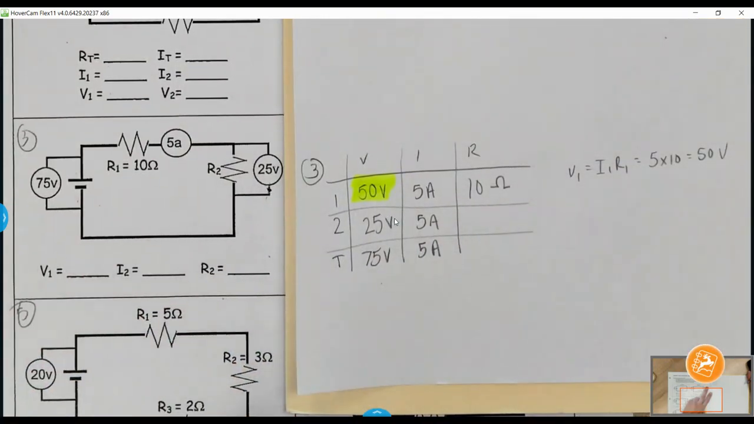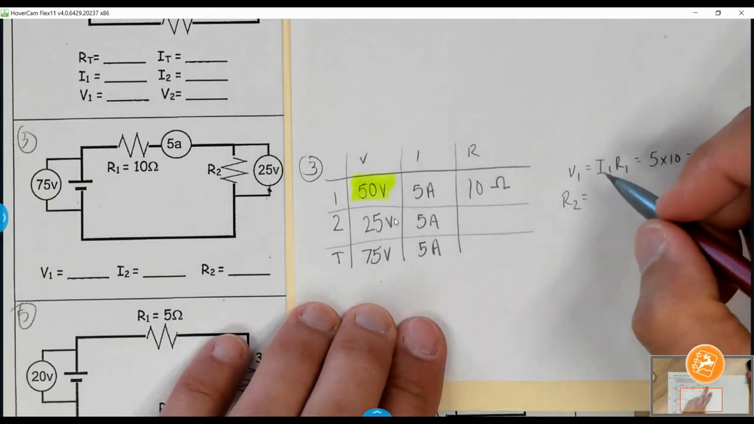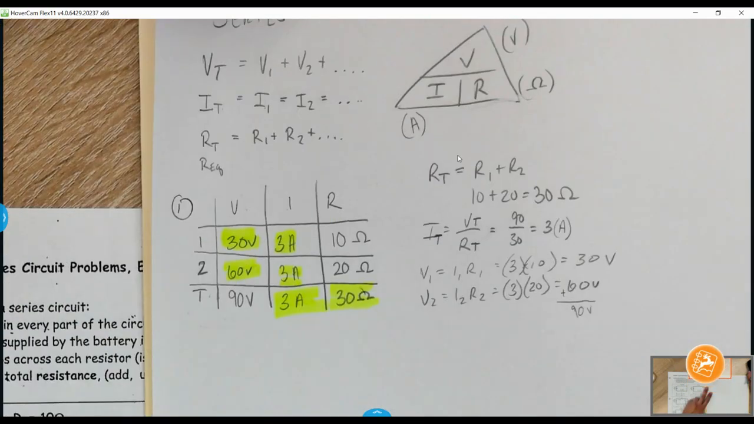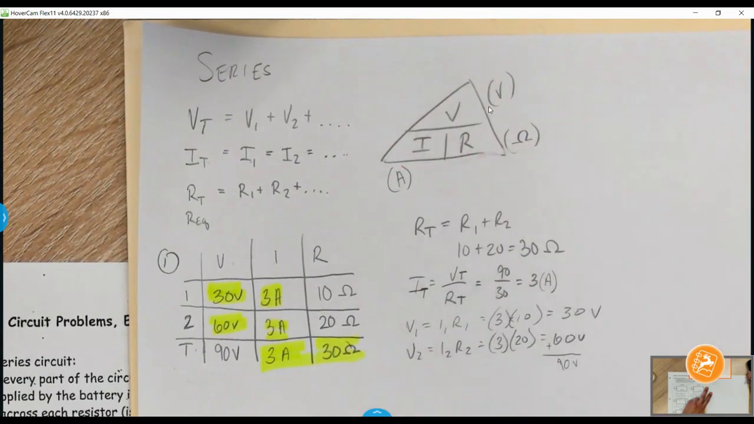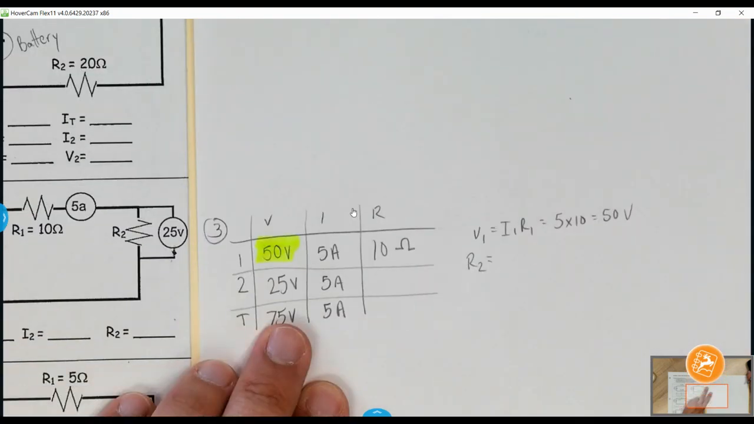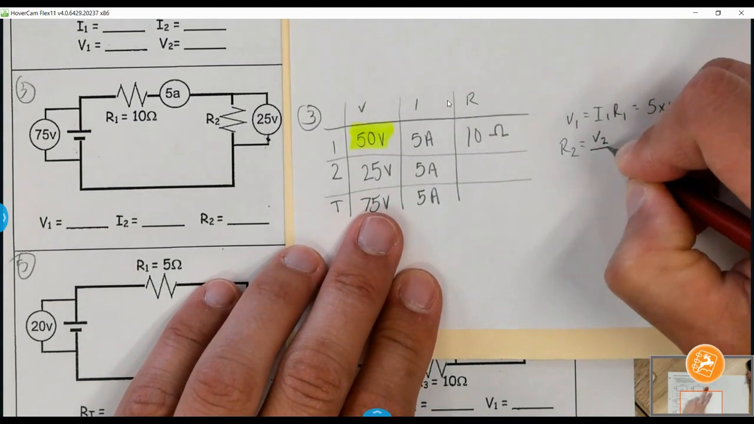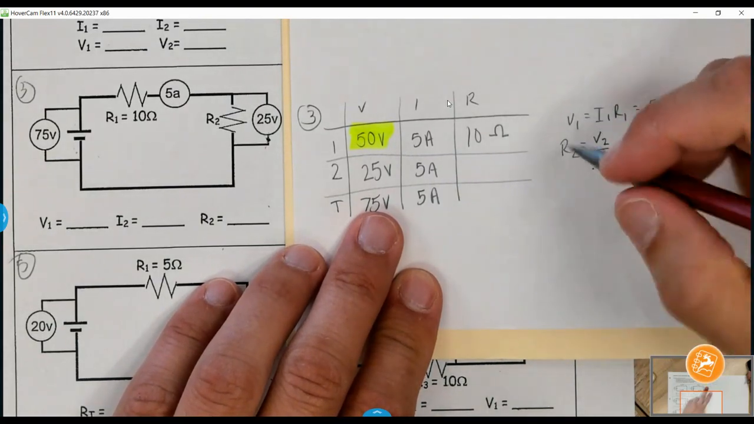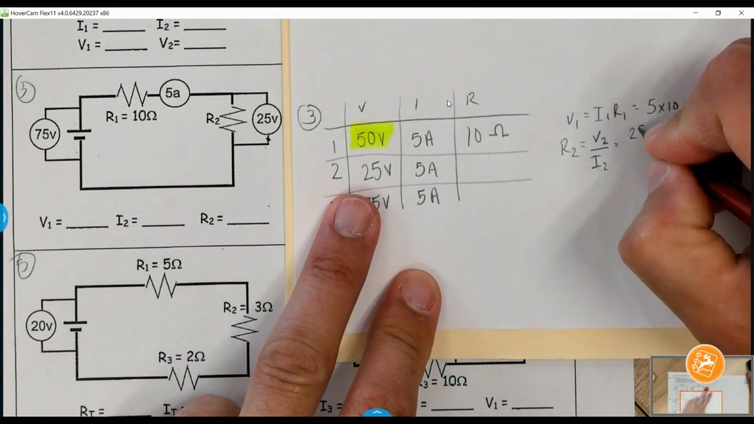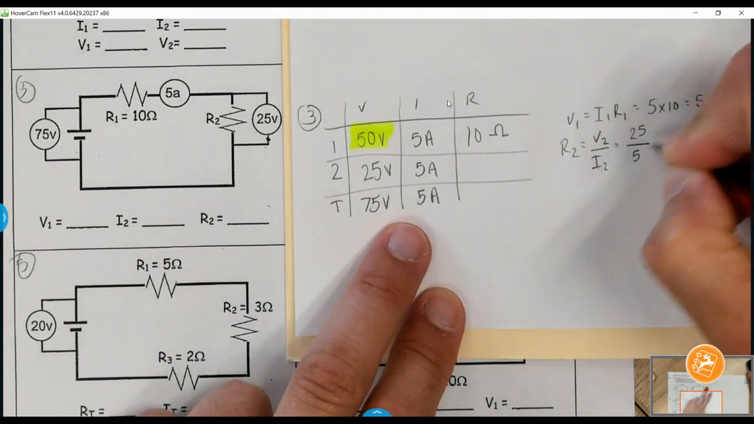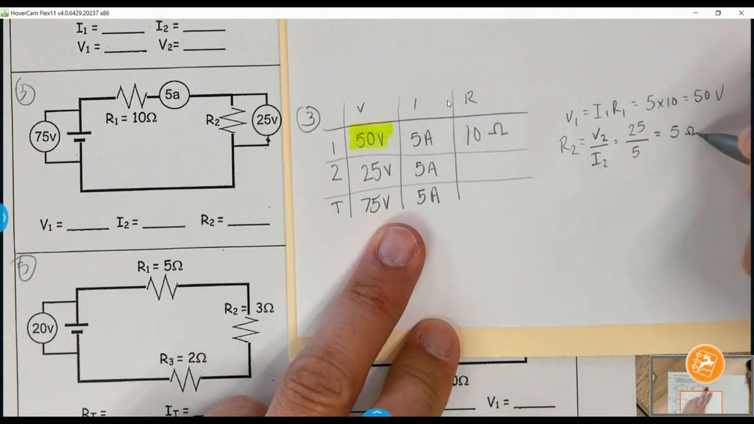And now it's very simple as well. If I want to know what R2 is, I look at the triangle. Ohm's law triangle says, covering up R, I'm going to do V divided by I. So V2 divided by I2. V2 is 25, I2 is 5, and I get a resistor value of 5 ohms.